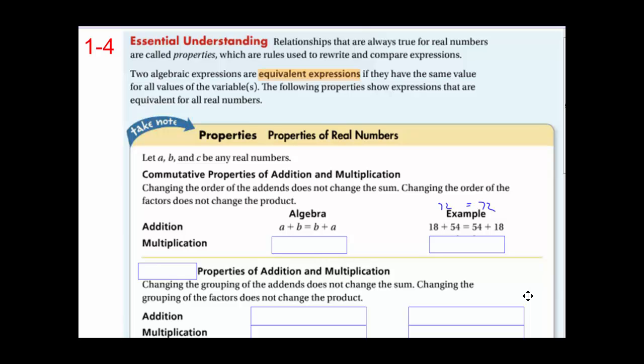For multiplication, the commutative property of multiplication, we take A times B, and that should be equal to B times A. For example, 12 times a half: half of 12 is 6. And if we go 1/2 of 12, that is also 6. So it works both ways.